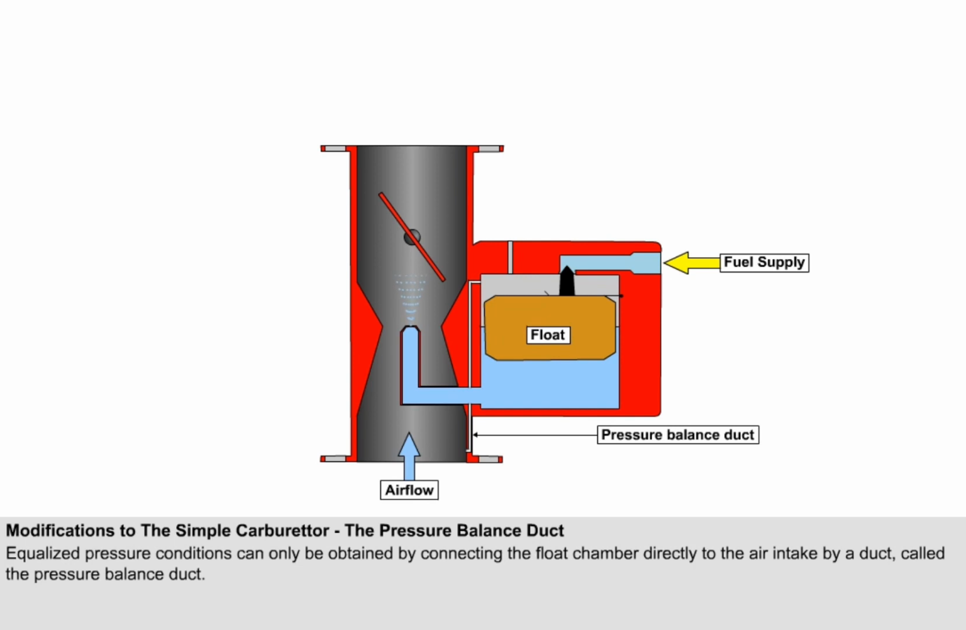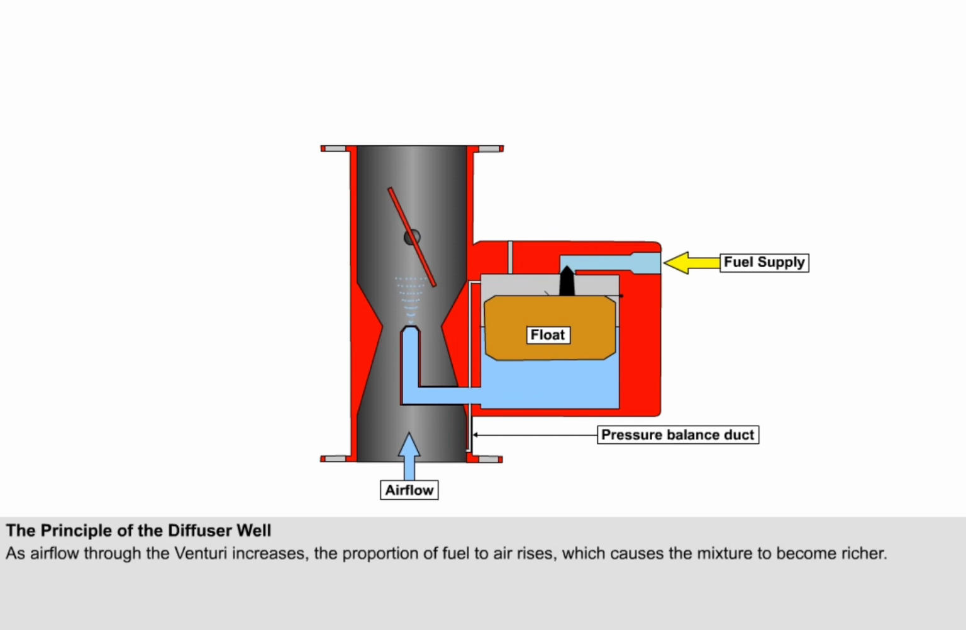Equalized pressure conditions can only be obtained by connecting the float chamber directly to the air intake by a duct, which is called the pressure balance duct, shown here. As engine speed and thus the airflow through the venturi both increase, the proportion of fuel to air rises as a result of the different flow characteristics of the two fluids. This causes the mixture to become richer.